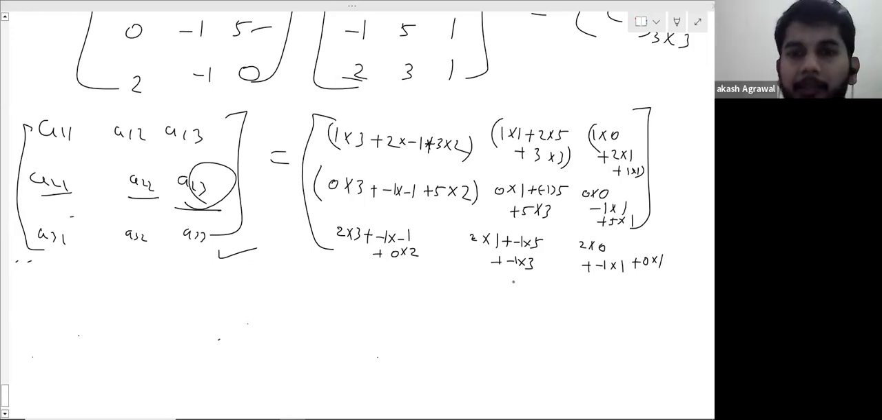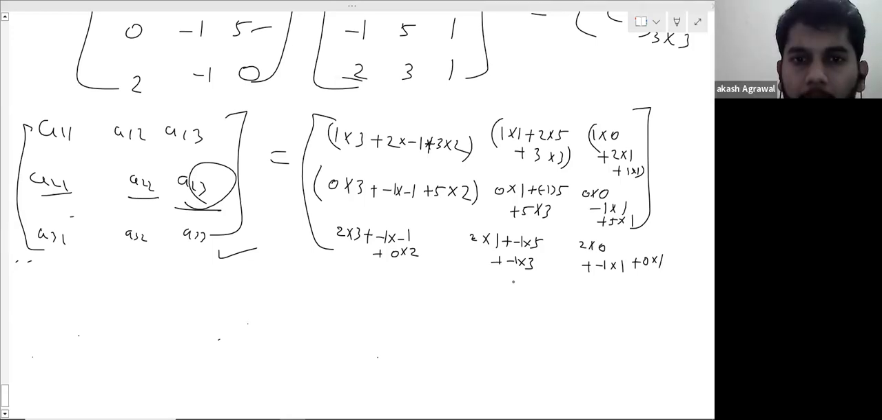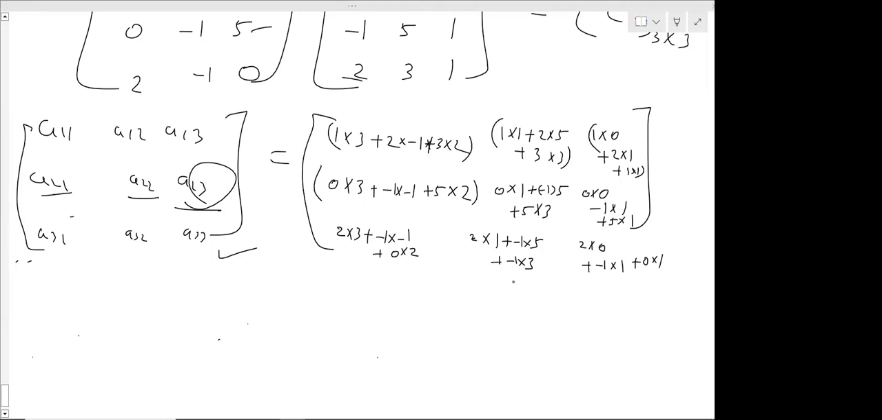Okay, any doubts in multiplication of matrix? No, sir. Okay. So we are going to wait for other students for like 2 minutes, then we start the class. Okay, sir.